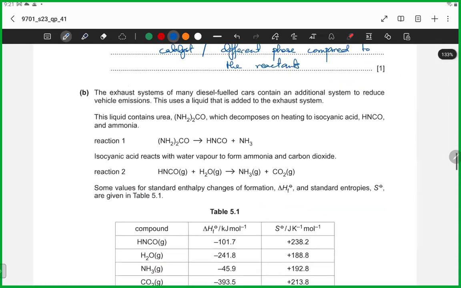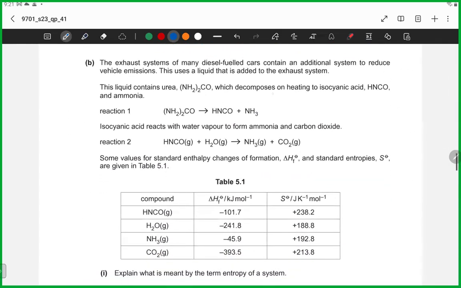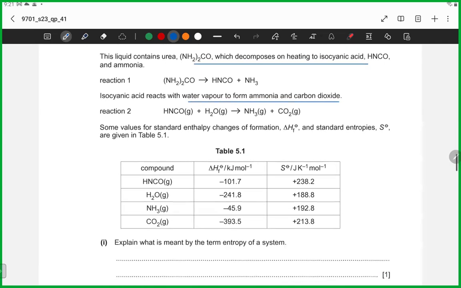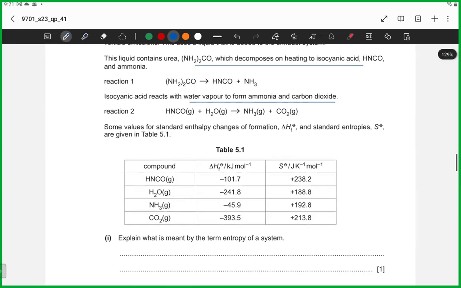So the next part is that there's an exhaust system. There's liquid urea that decomposes on heating. So this happens, and then there's another reaction where water vapor reacts with HNCO to form ammonia and carbon dioxide. So some values for standard enthalpy change of formation are given. When you're given enthalpy change of formation, the formula for finding enthalpy of reaction is the enthalpy change of formation of the products minus the enthalpy of formation of the reactants.